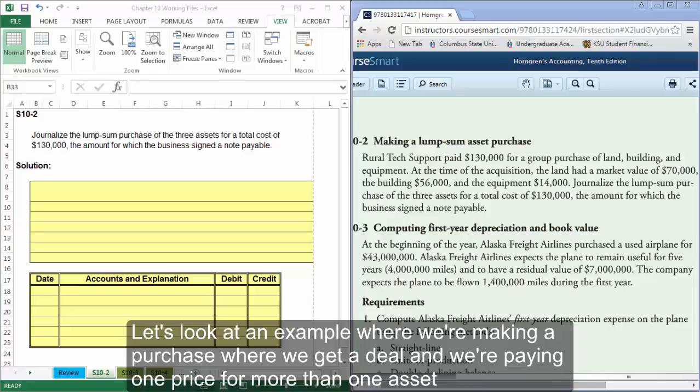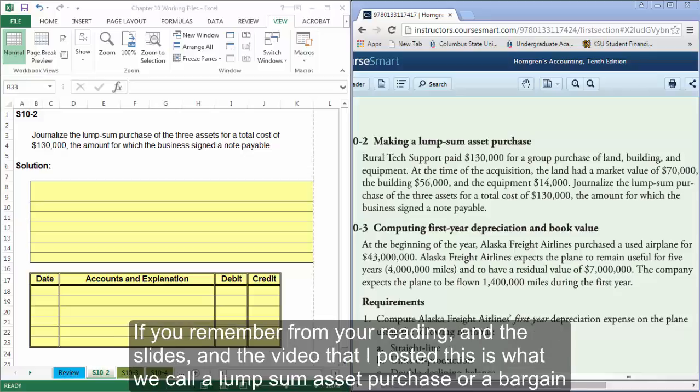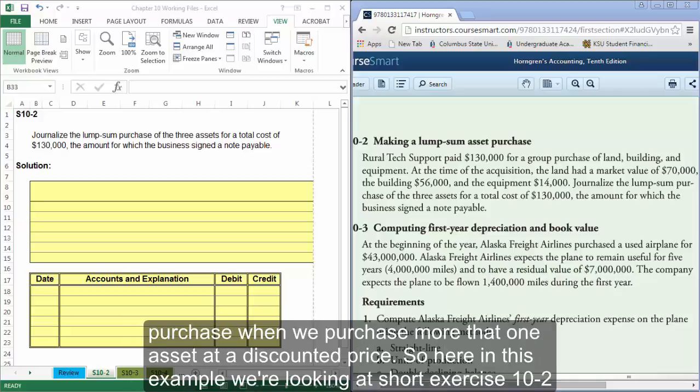Okay, let's look at an example where we're making a purchase where we get a deal and we're paying one price for more than one asset. If you remember from your reading, the slides, and the video that I posted, this is what we call a lump sum asset purchase or a bargain purchase, when we purchase more than one asset at a discounted price. Okay, so here in this example, we're looking at short exercise 10-2.